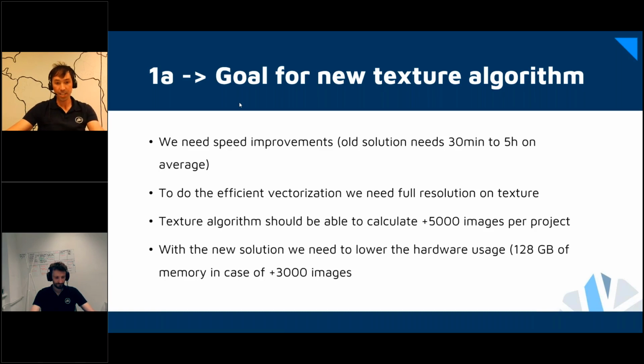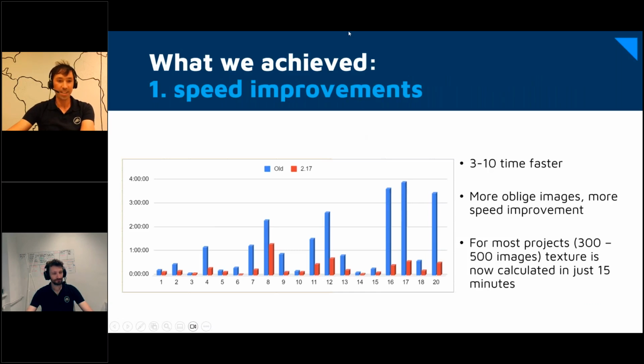Then the texture algorithm should also calculate bigger data sets, 5,000 images plus. We know that the old algorithm was quite hardware consuming, so you needed 128 gigabytes of memory if you have 3,000 plus images. We would like to improve this, and this was the main vision for improvement. What we actually achieved, Mattia can now present in a short PowerPoint, okay?